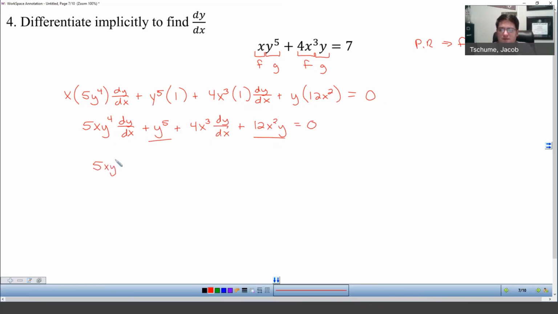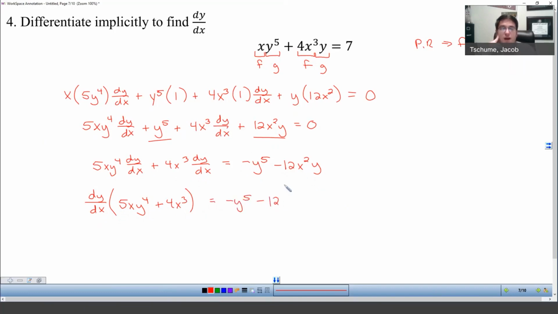And you're going to be left with 5xy to the 4th dy/dx plus 4x cubed dy/dx on the left-hand side. On the right, if I subtract both of these over, you'll have a negative y to the 5th minus 12x squared y. Then you have to factor out the implicit term. So that would be dy/dx, and you would have 5xy to the 4th plus 4x cubed left over. The right-hand side is not going to change.